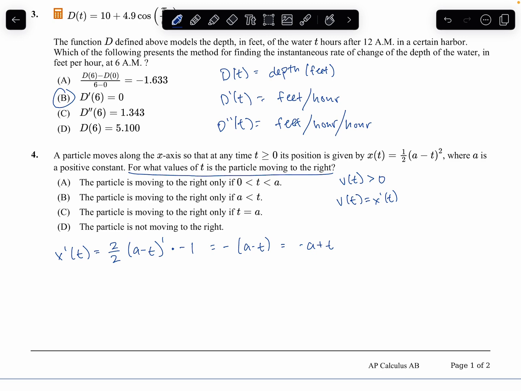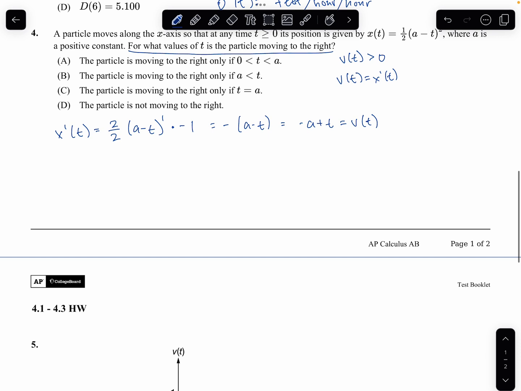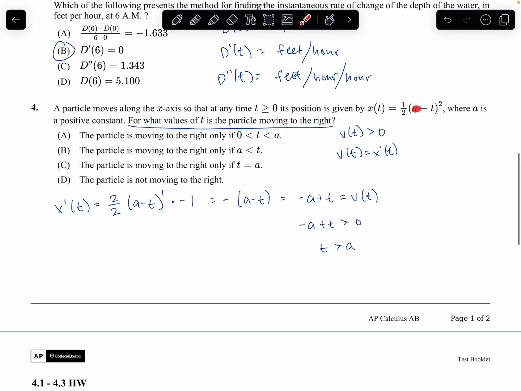So this right here, which is equal to v of t, we want negative a plus t, we need to set that greater than or equal to 0. That's whenever it's going to be moving to the right. So we'll add a to the other side. So when t is greater than this value right here, it's going to be moving to the right.